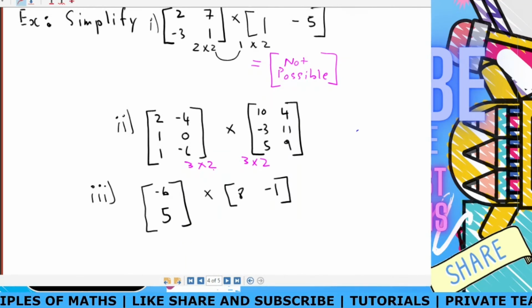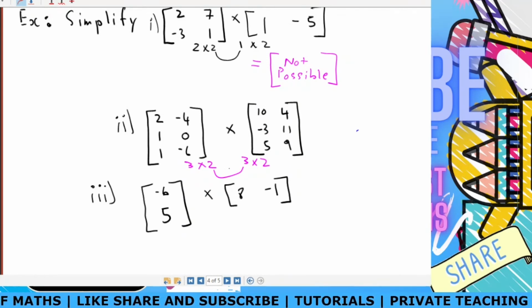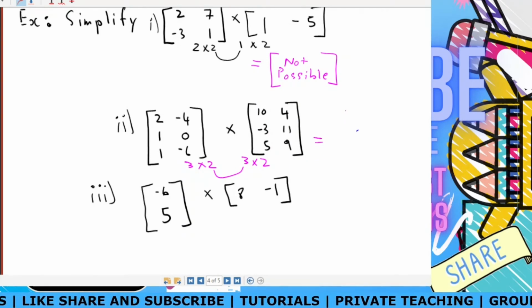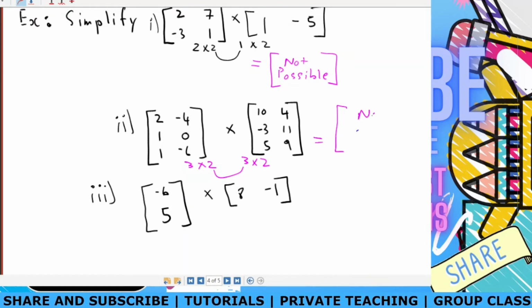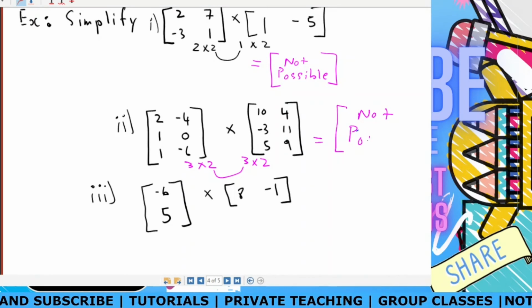So remember, check the middle numbers. You realize the middle numbers are not the same, and once the middle numbers are not the same when you are multiplying matrices, what's your answer? Not possible.